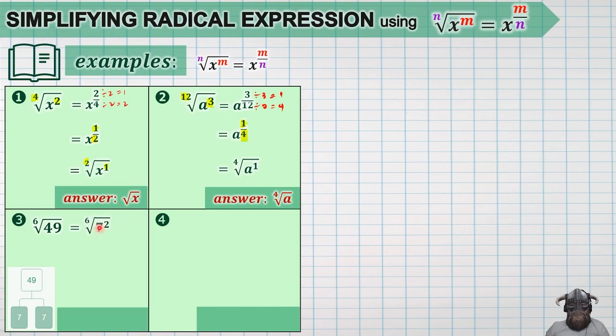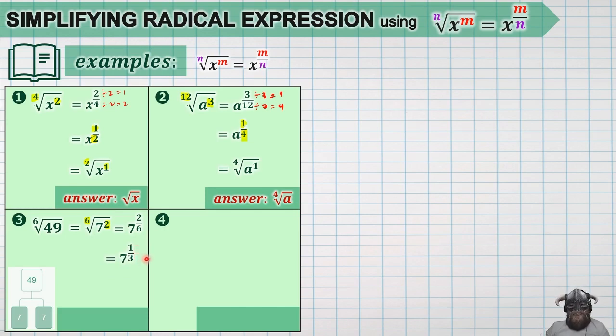So, kung titingnan nyo dito, katulad na siya ng form ni number 1 tsaka ni number 2, wherein we can just make this into an expression with rational exponent. So, magiging 7 raised to 2 over 6. Ito yung numerator, yung 2, and then yung denominator is yung index. So, we get the lowest term of 2 over 6. We divide 2 with 2 and 6 with 2, making the expression 7 raised to 1/3 or 7 raised to 1 over 3.